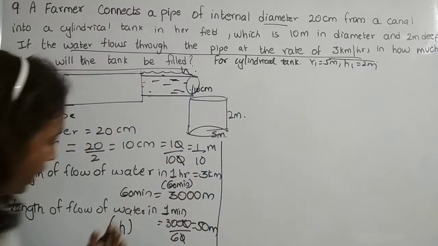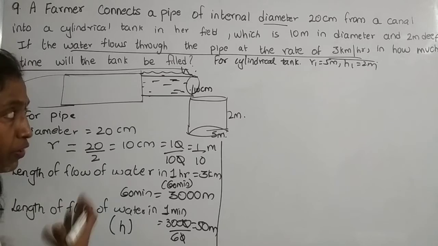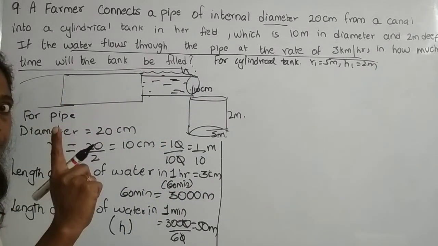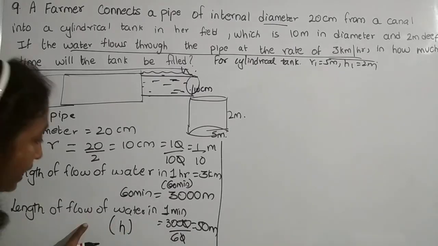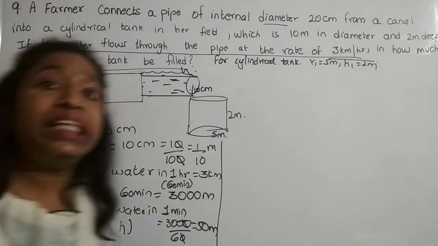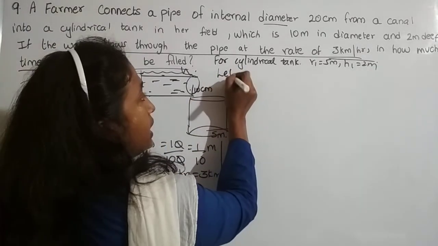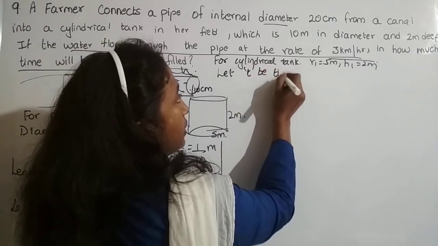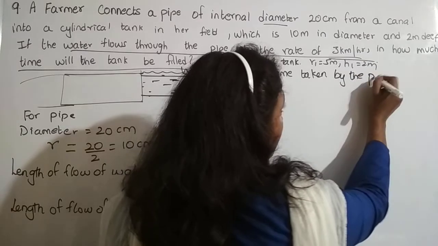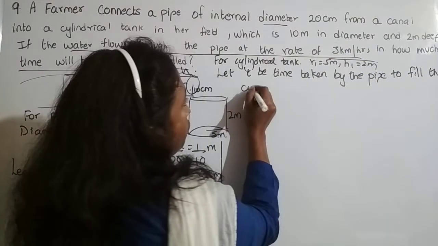So here we know that first we will find out the volume of the water. We'll find the volume of the pipe. What will be the volume of flow of water in 1 minute? That we can calculate because we have calculated the length, that is the height. So let us assume t is the time taken by the pipe to fill the tank, because from the pipe the water is flowing, to fill the cylindrical tank.